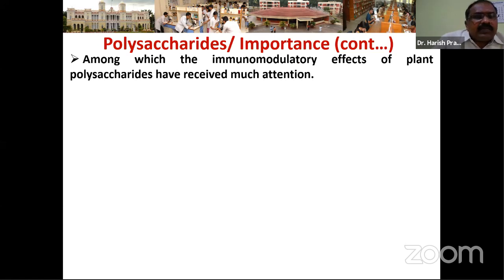The plant polysaccharide especially got much attention, because microbial polysaccharide has some issues in the sense that it has some contamination of endotoxin. That issue was always there. So the same way of immunomodulation applies with plant polysaccharide. Today I'll be focusing more on this plant-based polysaccharide and its immunoregulation aspects.